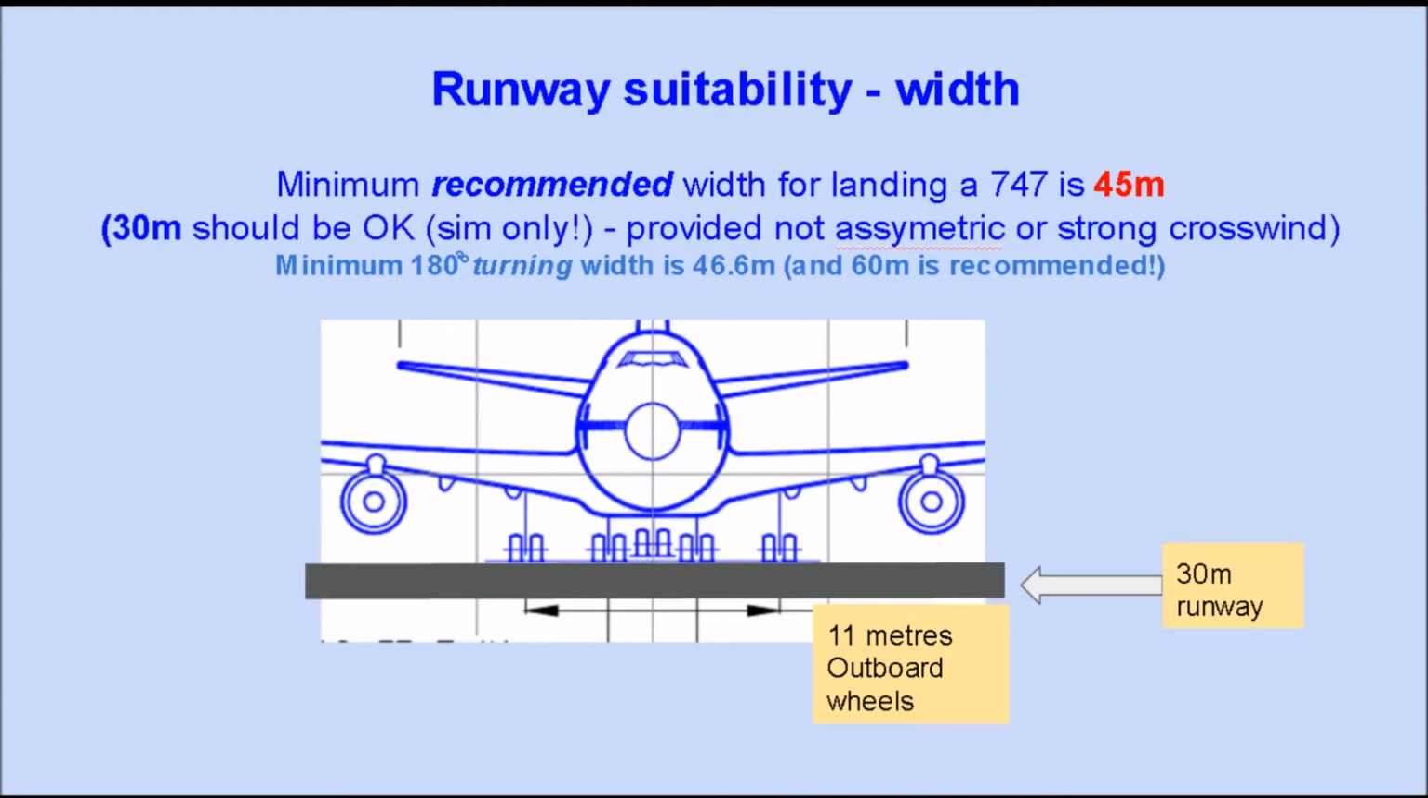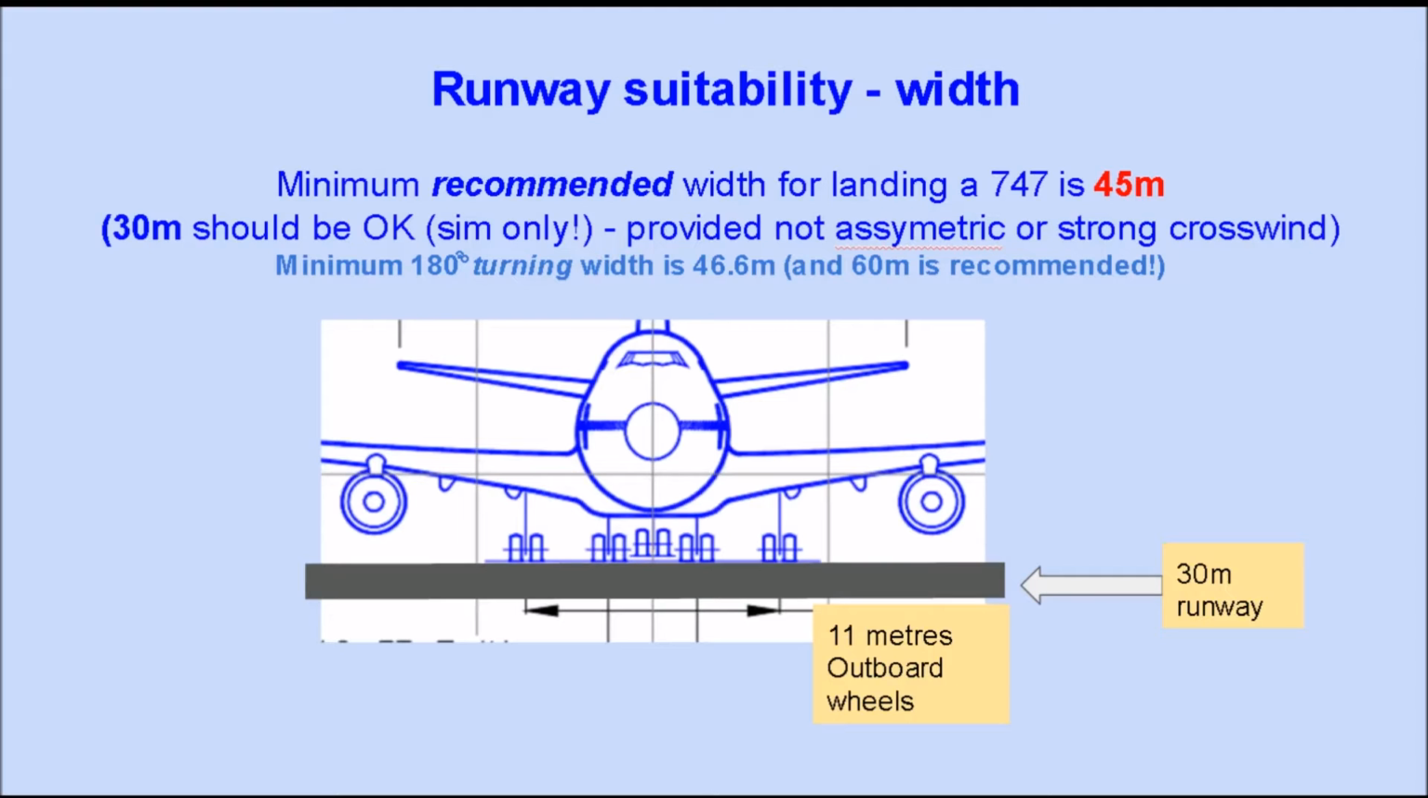Runway width then, well, the minimum recommended width for landing is 45 meters. You can't turn round on that. Incidentally, the minimum turning width is just over 46, and actually 60 meters recommended. Boeing will approve certain landings in 40-meter runways, and in fact it's possible to do them down to 30 meters, as some of you will know for real world.